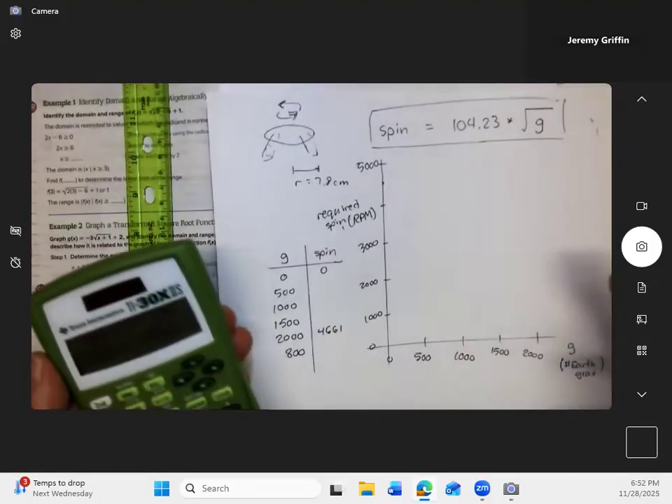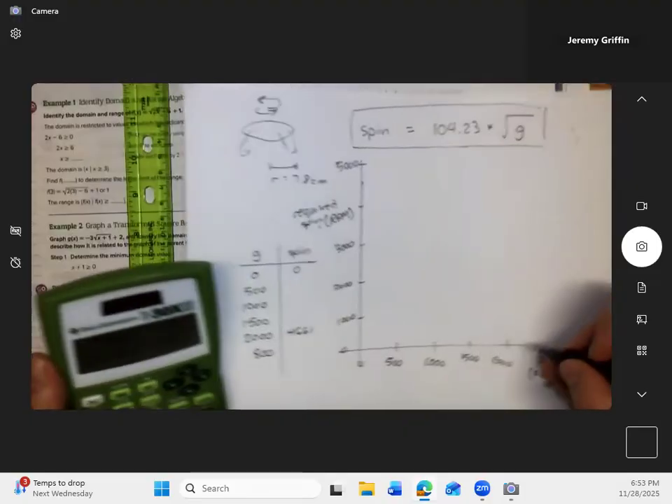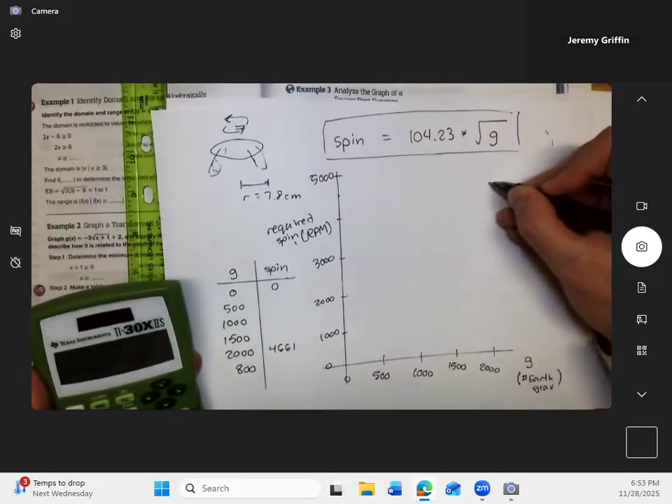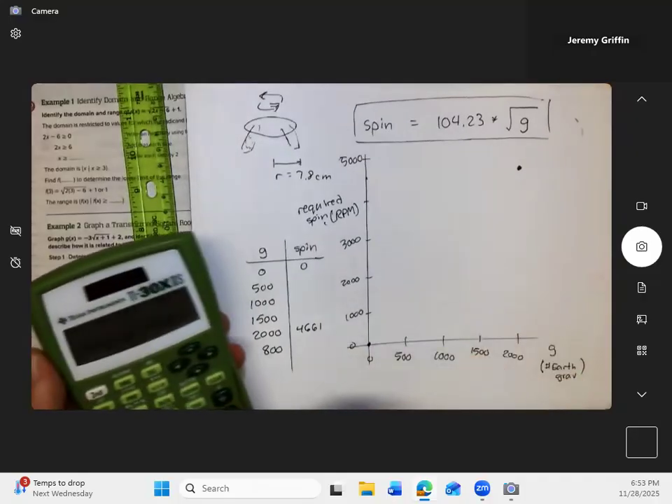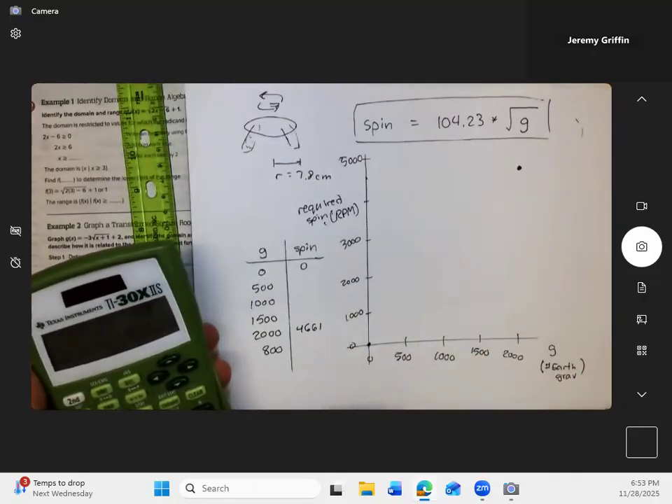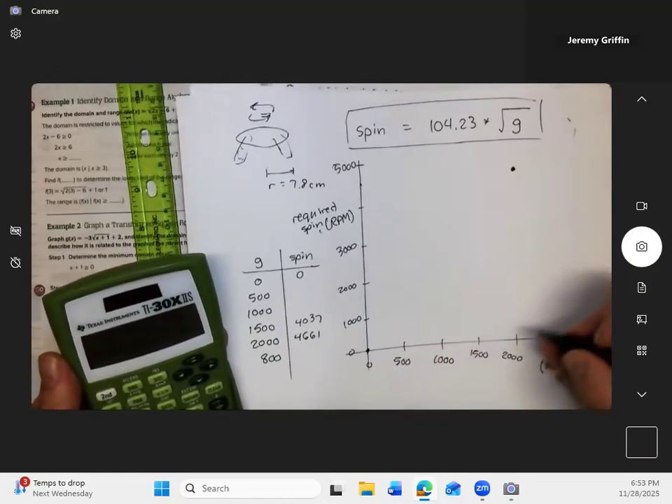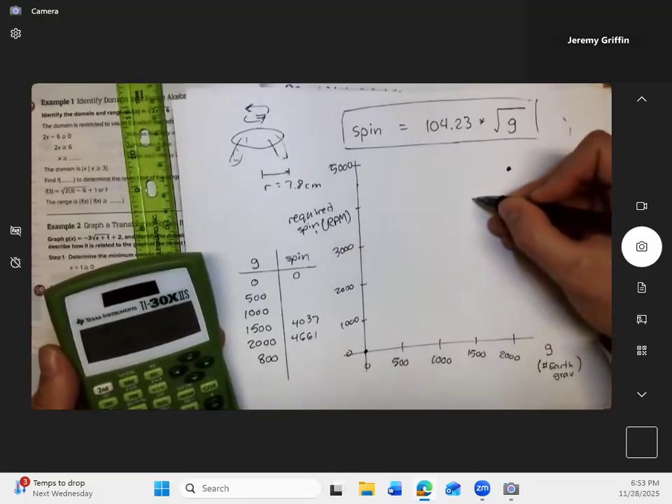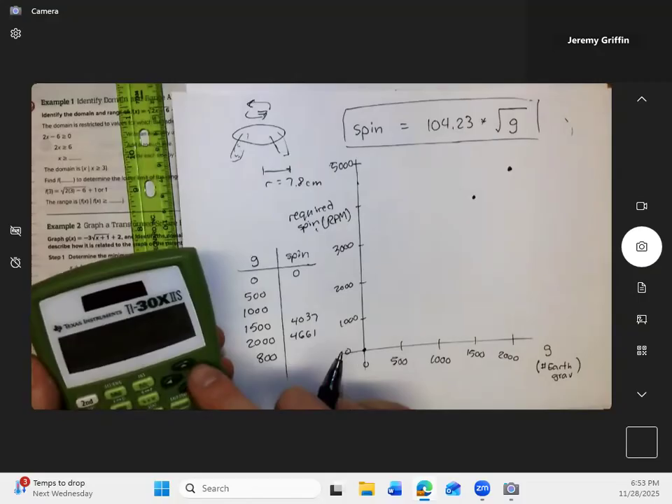Okay, so this should make a square root looking curve. We're going to find out. So at this point, 2,046, probably right about there, and 0, 0 right there. So we got those two points. Now there's some more points in here. What if I go with 1,500? This would be 4,037. Okay, so that's a shade over 4,000. So that's probably right about there. It's pretty close.